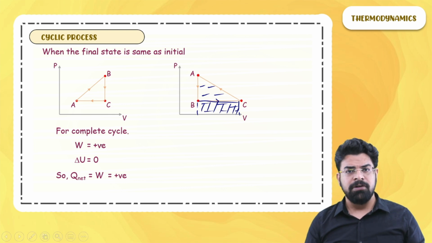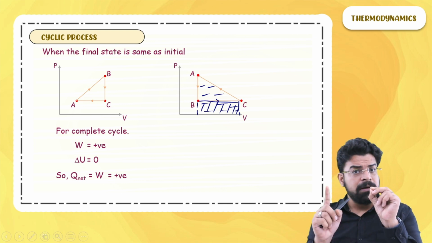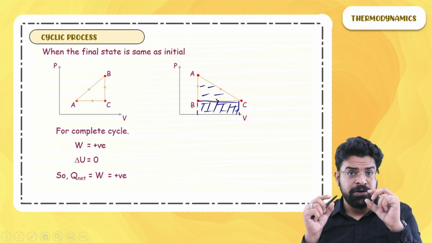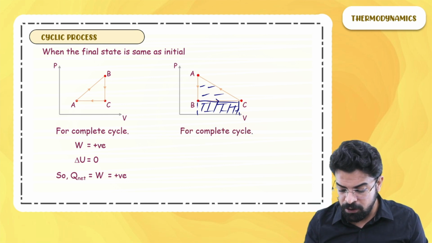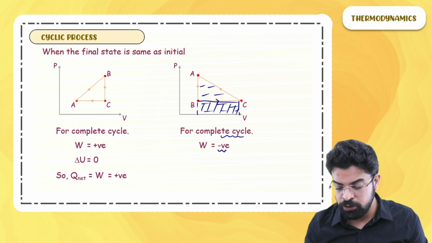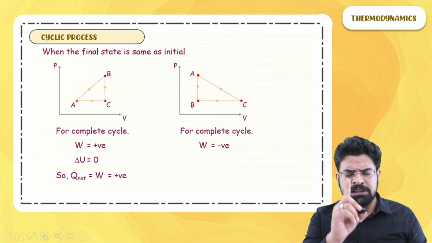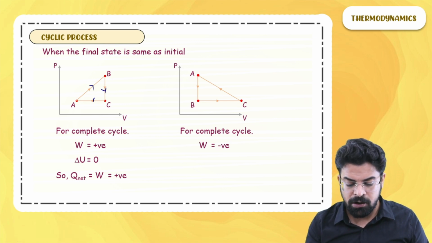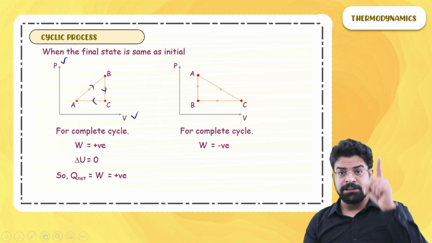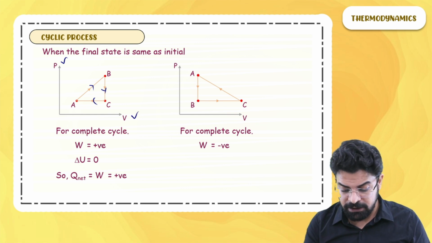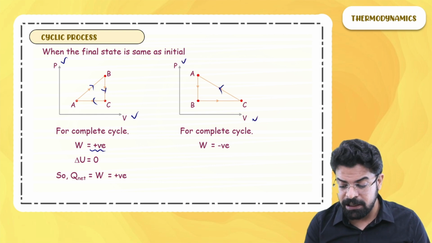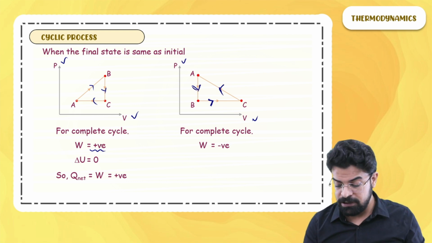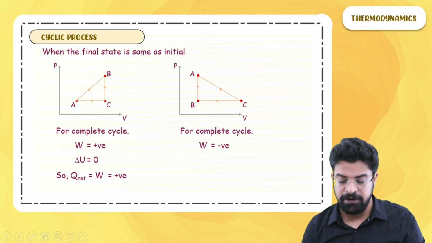So what will be the net work done? From B to C, we get positive work done, but that has less magnitude. From C to A, we have negative work done, which has more magnitude. So the overall work done in the complete cycle is going to be negative. So you just need to remember, if you get a clockwise cycle on the PV curve, y-axis P, x-axis V, then the work done is positive. And if on the PV curve you get an anti-clockwise process, then the work done by the gas comes out to be negative.